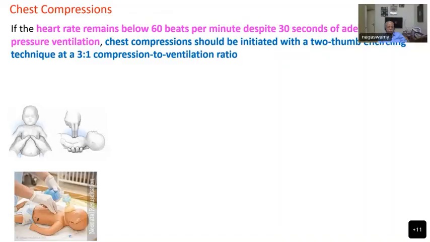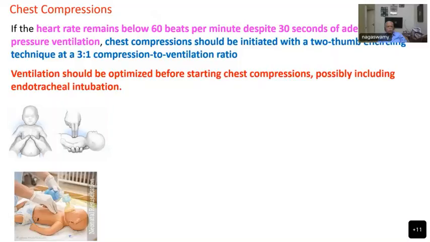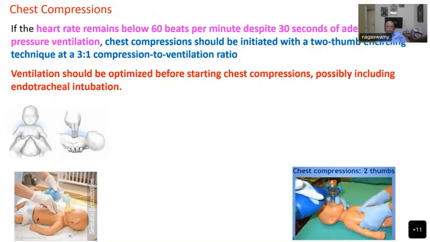And if you are a single person who has to do both the ventilation and the compression of the heart, then this is recommended. You can hold the mask to the face and continue to ambu the baby. At the same time, use your fingers for compressing the heart. So this is single person resuscitation. And before chest compression, you should make sure that the ventilation is optimized properly. This is another technique of the two thumb method. Here you are keeping the thumbs side by side, whereas here you are keeping them one over another.